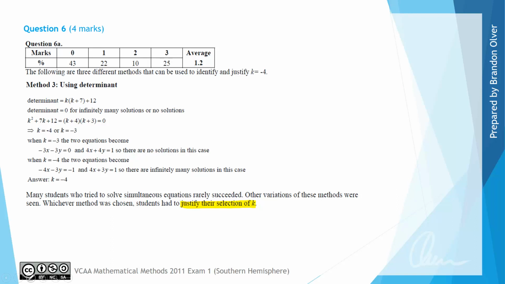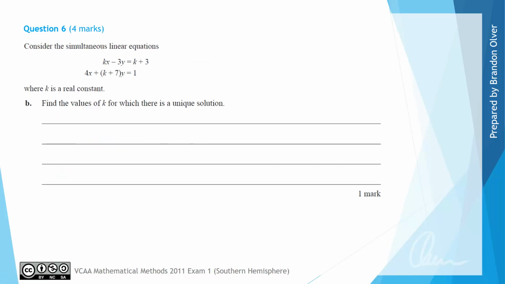their method. For part B, we have the same system of simultaneous equations, and we're asked to find the values of k for which there is a unique solution. So if we think back to a graphical interpretation of this, unique solutions occur when the two gradients of the lines are different, and the y-intercept is irrelevant. So all we need for this is different gradients.